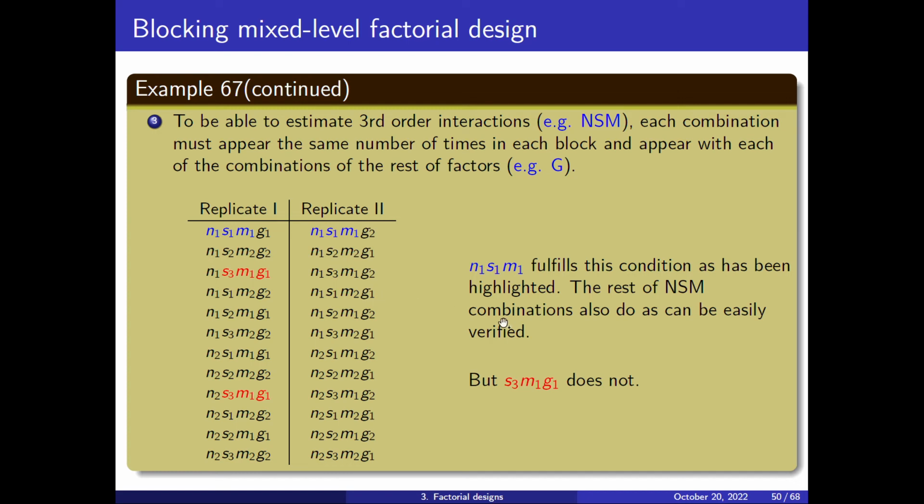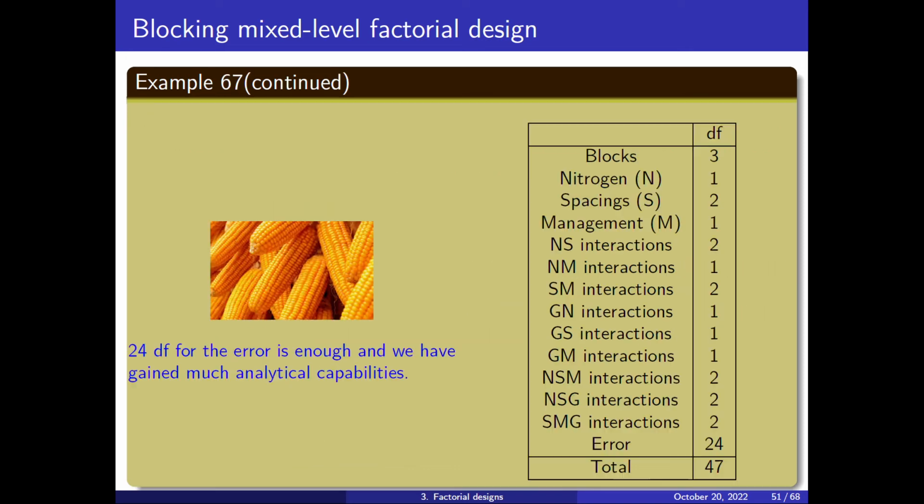But this doesn't happen for S3 M1 G1. So you see that S3 M1 G1 only appears in one of the blocks. So that means that we will be able to estimate NSM, but we will not be able to estimate SMG. So the third order interactions between S and M and G.